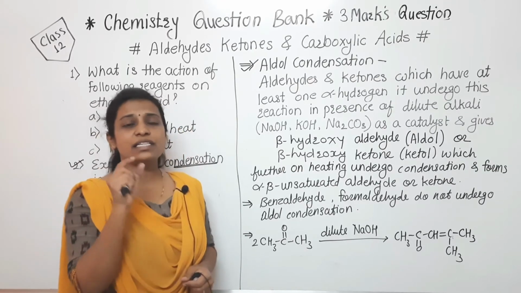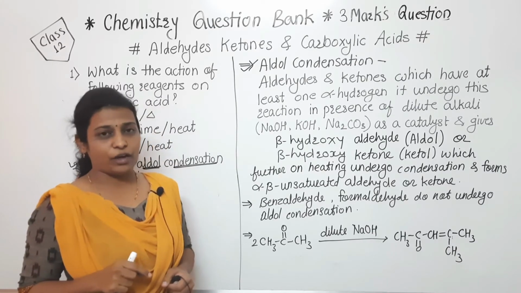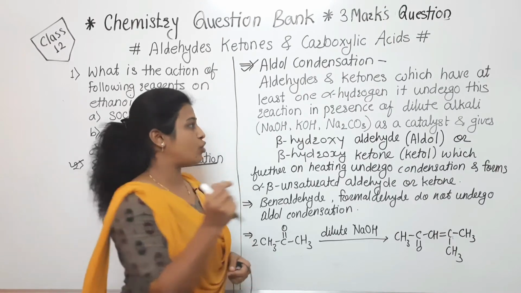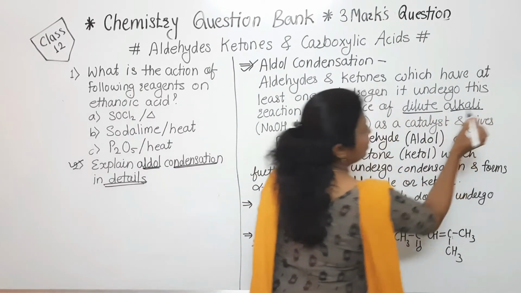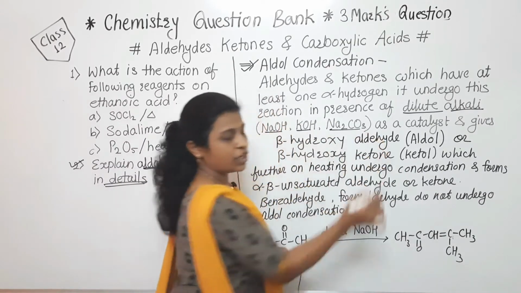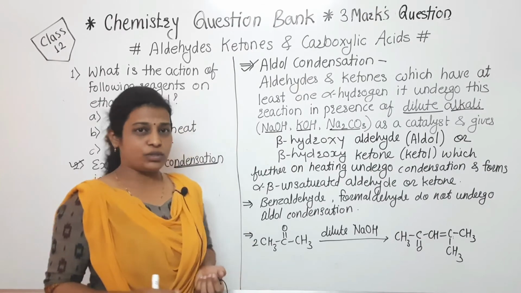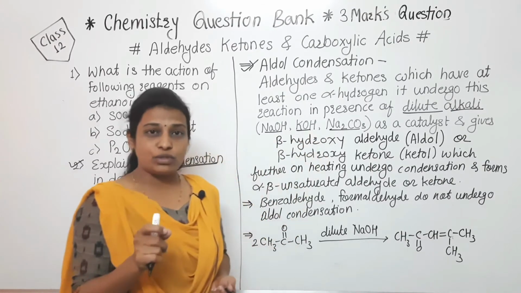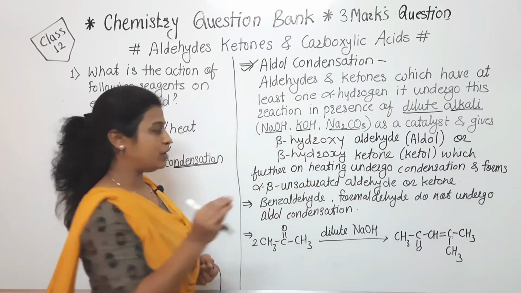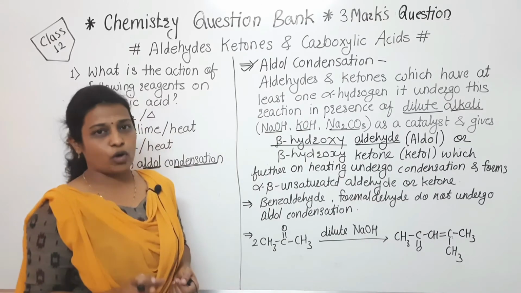Now see, aldehydes or ketones which contain at least one alpha hydrogen undergo this reaction in presence of dilute alkali. Which dilute alkali can be used? That is NaOH, KOH and sodium carbonate. Out of these three, any one we can use as a catalyst. When we are treating with the dilute alkali, what will be the product? That will be beta hydroxyaldehyde or beta hydroxyketone.